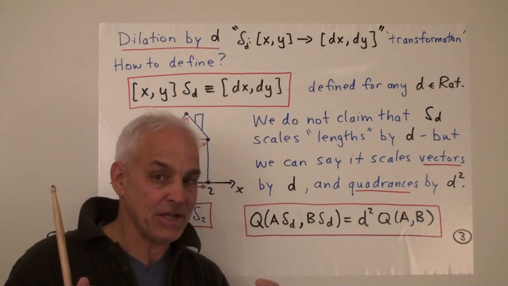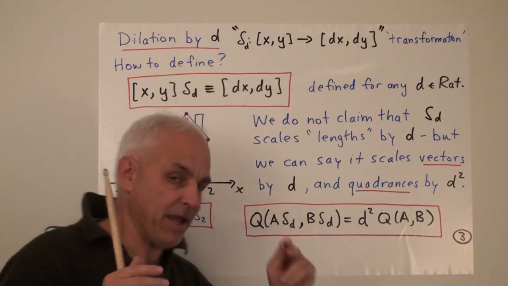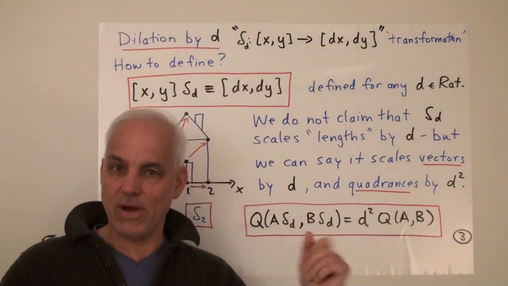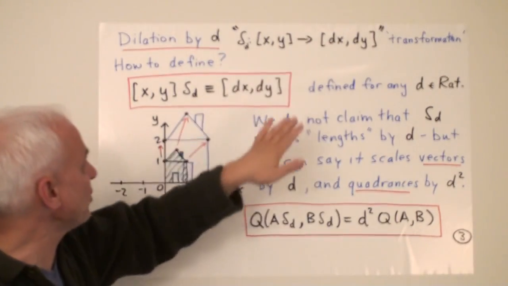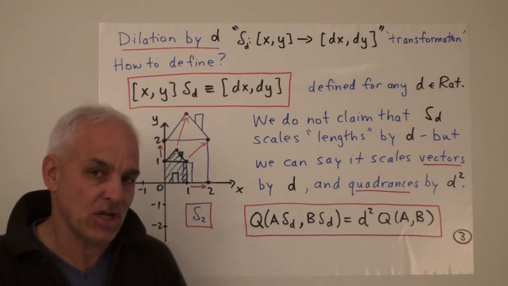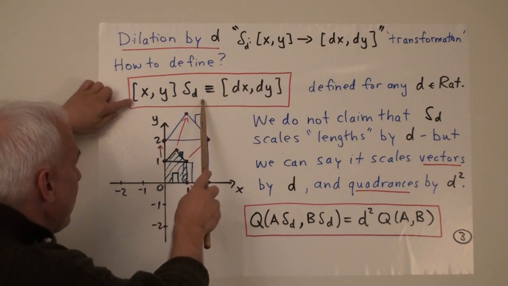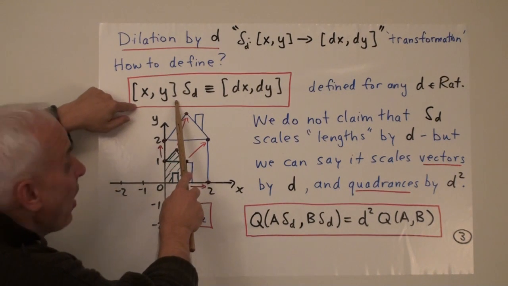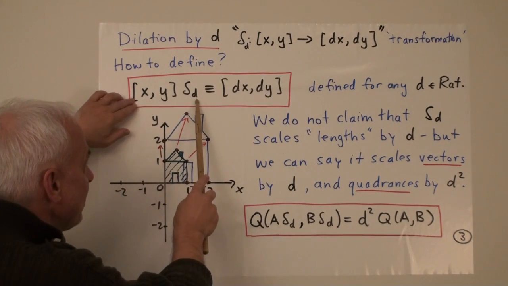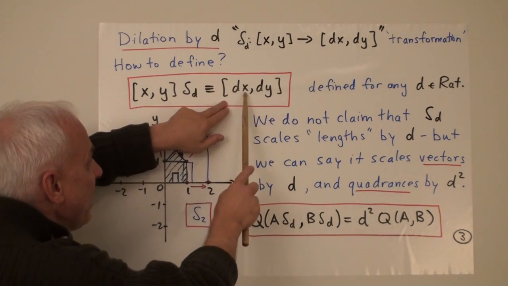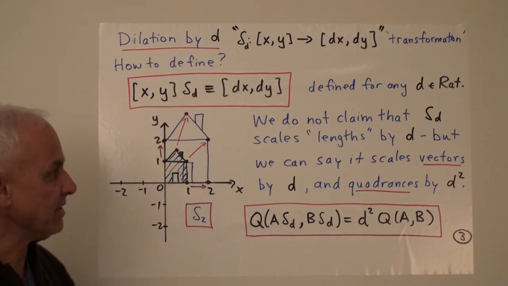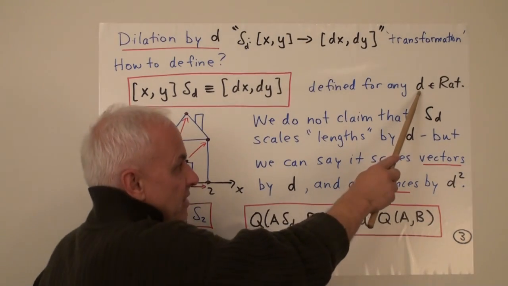But that approach requires that you have a prior understanding of what mapping or function means. And we don't have such an understanding, at least not in great generality. So we prefer rather to define this dilation directly by a relation like this. Now we just define what it means when we have the 2-point (x, y) followed by this symbol, delta sub d. We declare that this is equal to the 2-point (dx, dy). So basically we're just multiplying both coordinates by d. And this is valid for any rational number d.